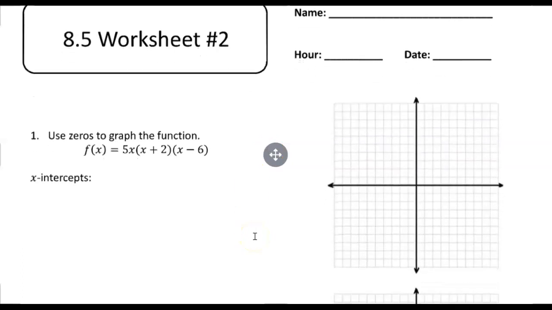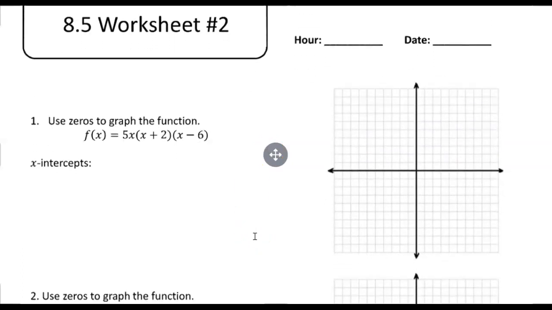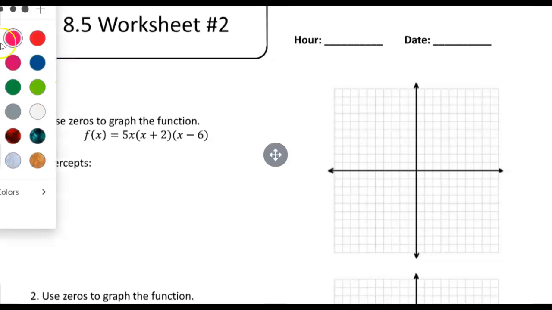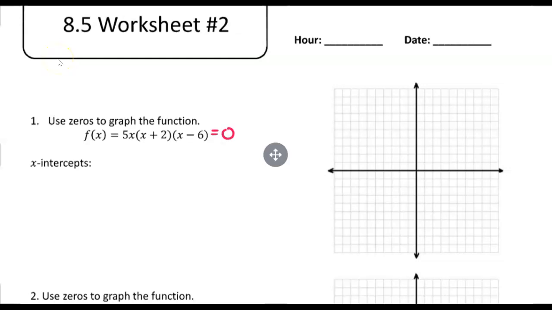All right, I just wanted to go over some hints on this quick little worksheet. So when it says use the zeros, we're going to set it equal to 0 and find the x-intercepts. So 5x equals 0 gives us 0. X plus 2 equals 0 gives us -2. And x minus 6 equals 0 gives us 6. So this one has 3 x-intercepts.